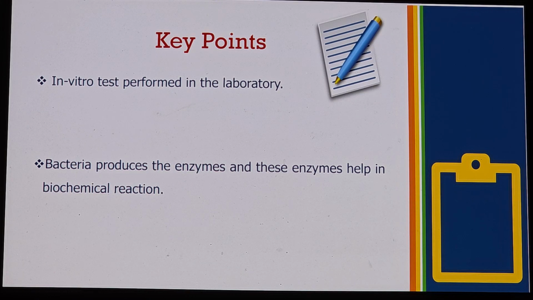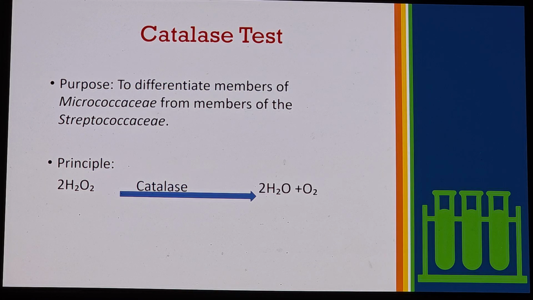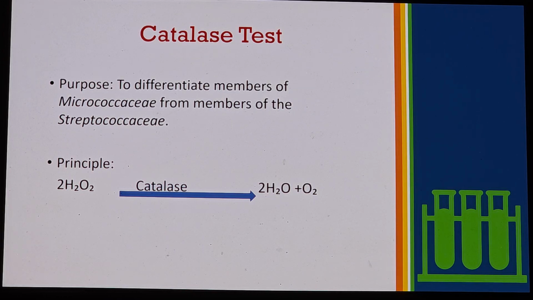So let us start with the first important biochemical test, that is the catalase test. So what is the purpose? To differentiate members of the micrococci from the members of the streptococci. So look at the chemical reaction. Catalase enzyme, which is mainly present in bacteria, decomposes hydrogen peroxide to water and oxygen, and this oxygen is mainly responsible for the bubble formation.